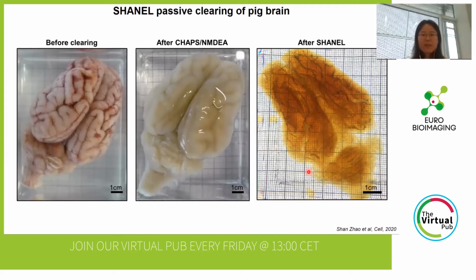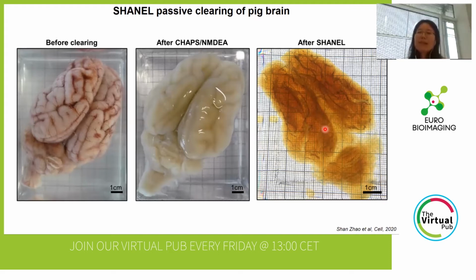We bought a pig brain from the local butcher, and after the dissection, we can see that the pig brain is full of blood on the surface and also inside of the tissue because we cannot do the perfusion. And after the SHANEL pretreatment, we can see that there's a good decolorization, no blood. And after the whole SHANEL protocol, we can clearly see the grid under the transparent sample to show the whole pig brain becomes very transparent.